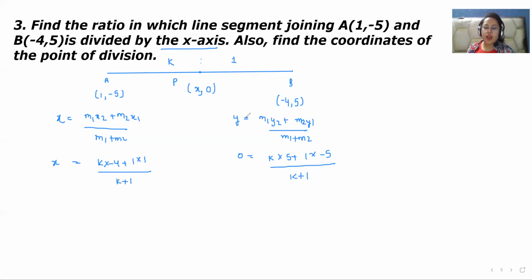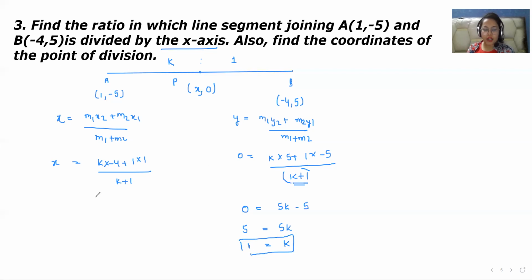So with the help of the y coordinate, we can find the value of k, and after that we put it in x. So k plus 1 here in the denominator, when it goes to the other side and multiplies with 0, it completely gets 0. So k multiplied by 5 is 5k minus 5. Minus 5 when it comes to this side, plus 5, 5k, and k is equal to 1. The value of k ratio 1 is 1 ratio 1.